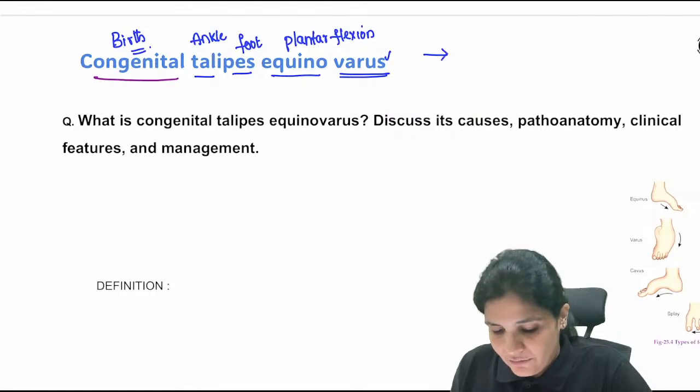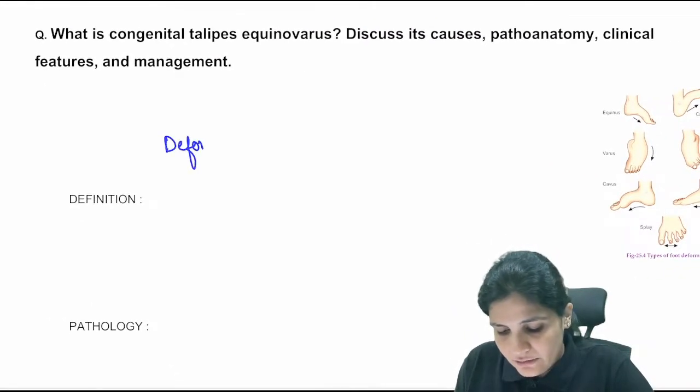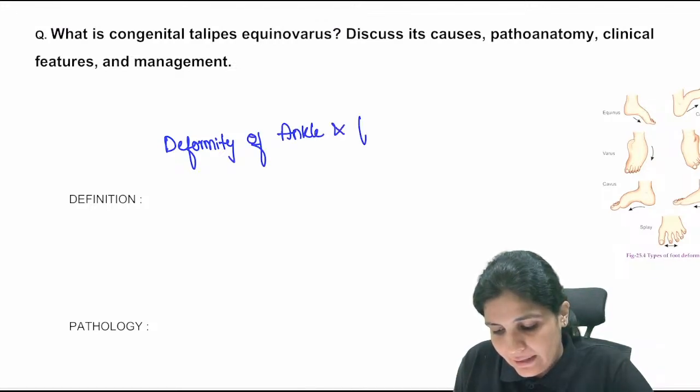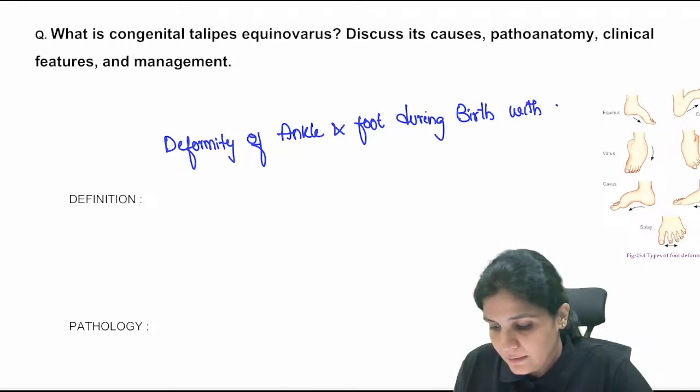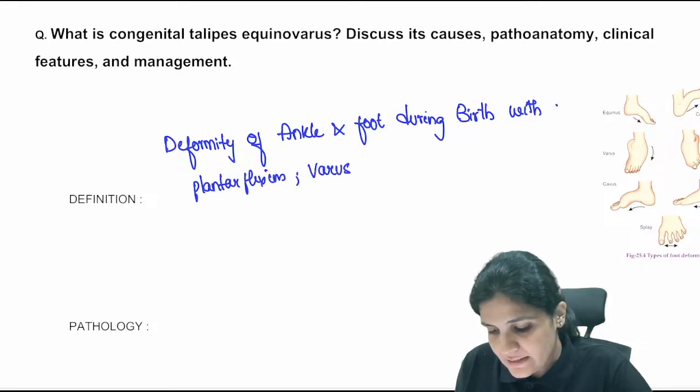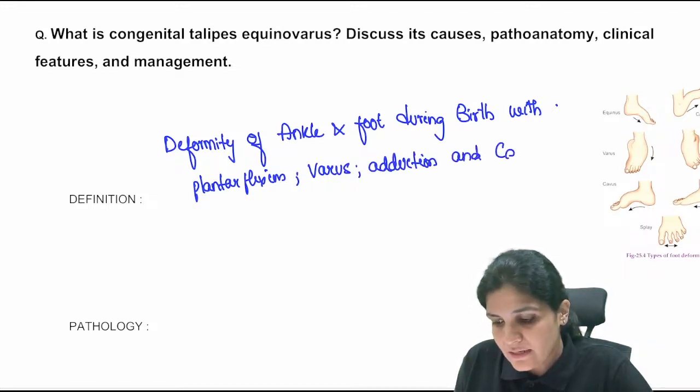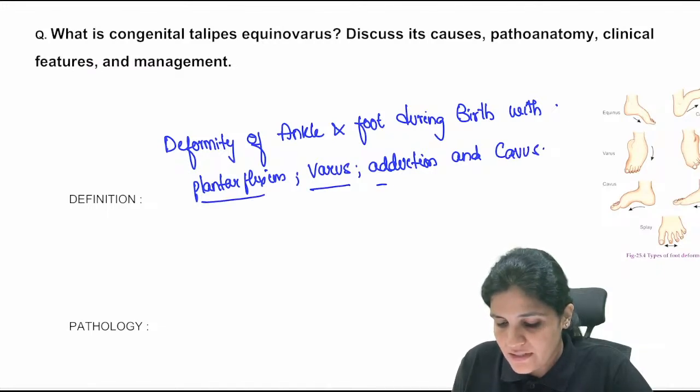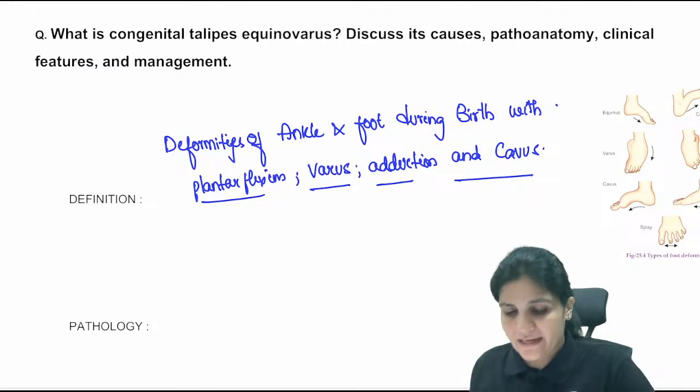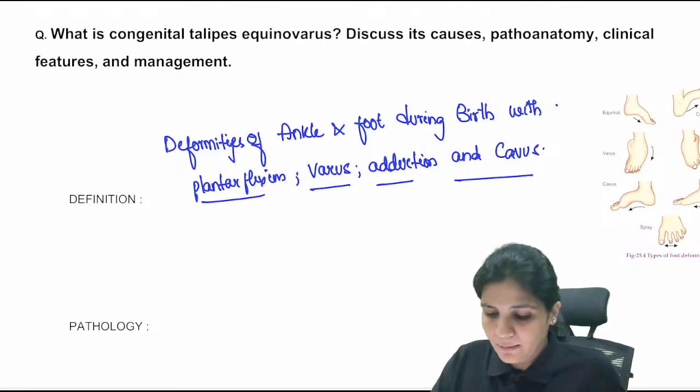So this is the definition: deformity of ankle and foot during birth with plantar flexion, varus, adduction. Right? So these are the deformities. You can complete it as deformities of ankle and foot formed during birth.